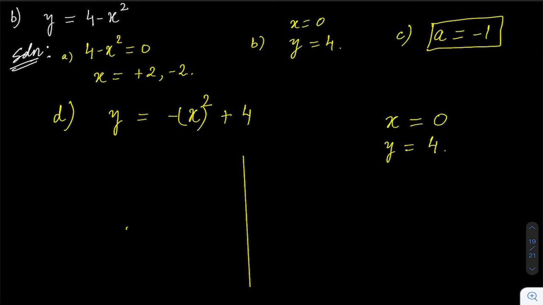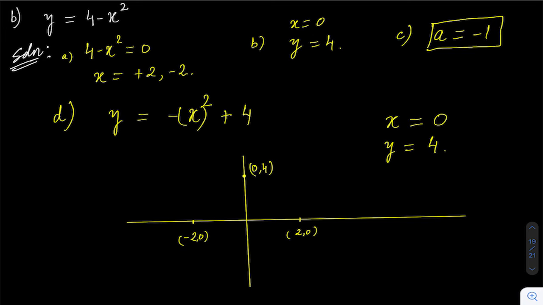So first thing that we will need is the points 2 and minus 2. So let's take this point as 2 comma 0. Let's take this point as minus 2 comma 0. It is passing through these 2 points. It is also passing through 0 comma 4. It is passing through this point also.